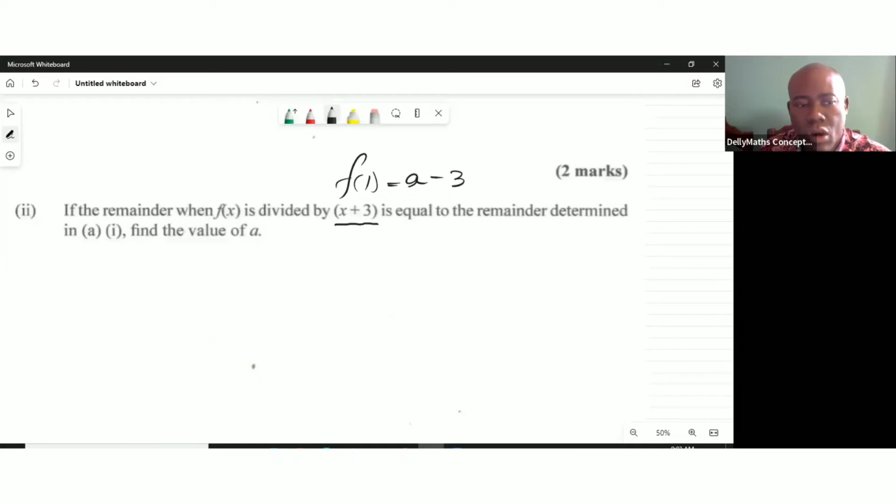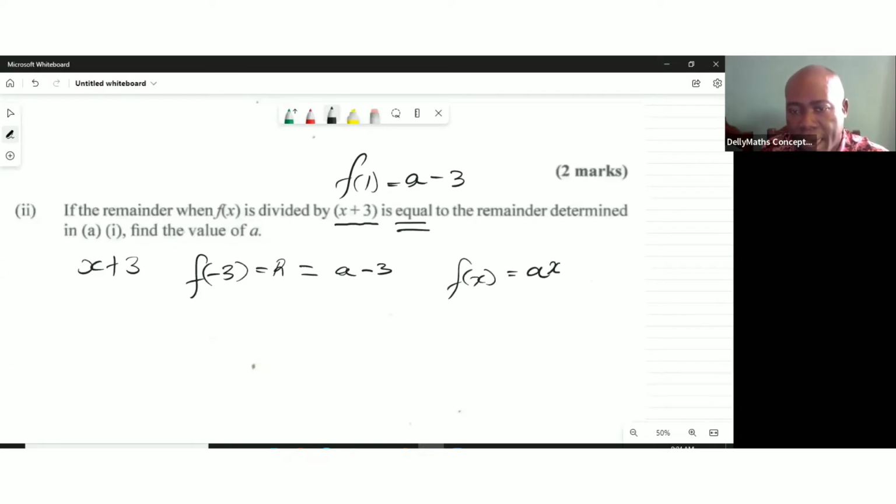So if we have x plus 3 being divided into our polynomial, then if we evaluate f of negative 3, that's going to give us the remainder. And whatever that remainder is, it is going to be equated to a minus 3 because we were told that they're equal. So let's write back the function here. It says f of x was equal to ax to the third plus 7x squared minus 7x minus 3. So we want to evaluate f of negative 3 right now.